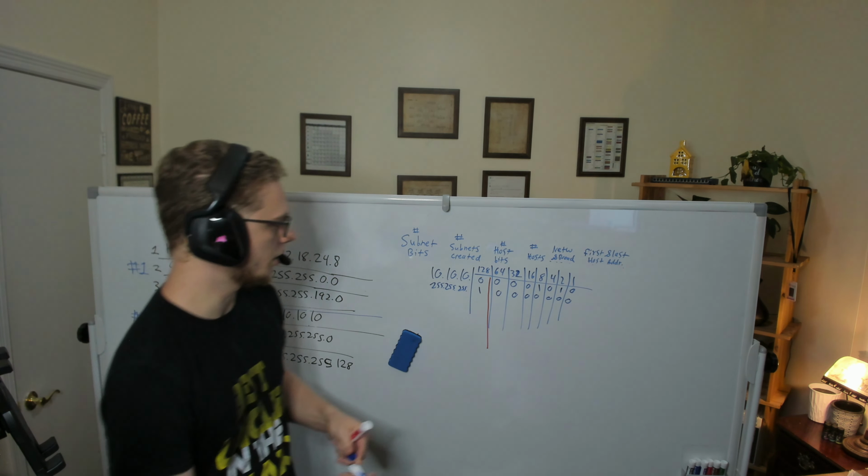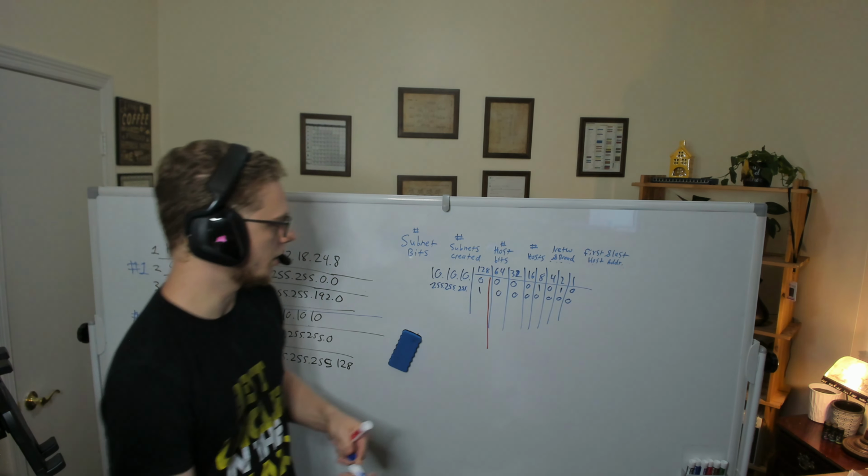We borrowed 1 bit. So what we're going to do is take 2 to the power of how many bits we borrowed, which is 1. So 2 to the power of 1. If you don't know, anything to the power of 1 is itself. 2 to the power of 1 is 2. So we've created 2 subnets.